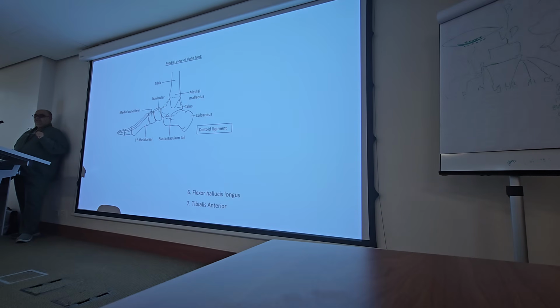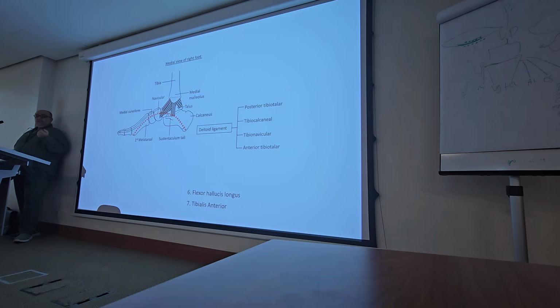Now this deltoid ligament has various components. What are its components? It's not one. What is this one between tibia and talus? Posterior tibiotalar. Who is this? Tibiocalcaneal ligament. This slip connects the tibia with the navicular, tibionavicular, and this one is anterior tibiotalar. So these four make up the deltoid ligament. It's not one structure.